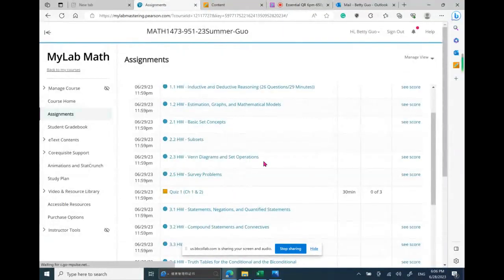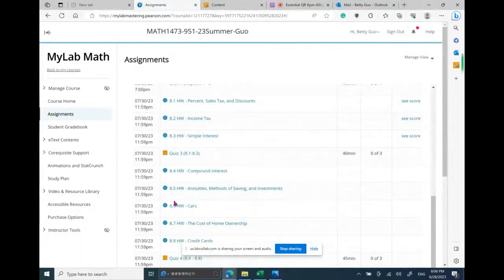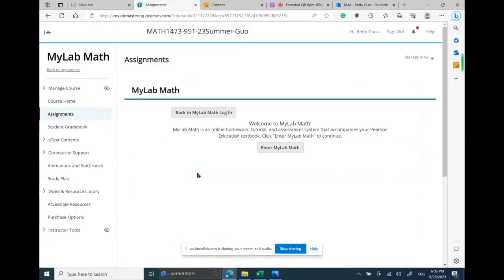the section 8.4 compound interest. Yeah, let's practice some questions in this section.